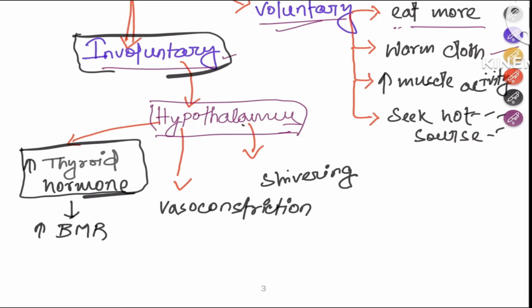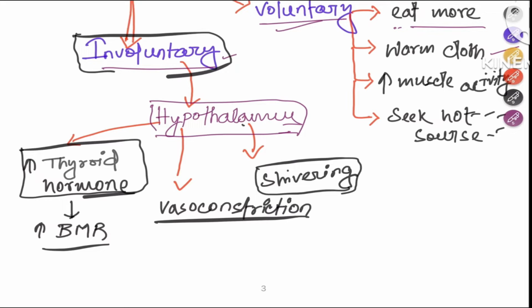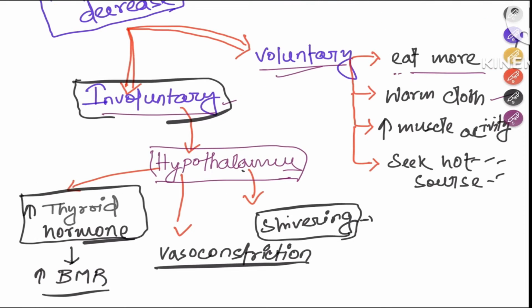The hypothalamus will first increase thyroid hormone. Why will it increase the thyroid hormone? Because thyroid hormone helps increase the BMR. As I told previously, if BMR increases, our body temperature also will increase. Second, it will do vasoconstriction. There, the hypothalamus did vasodilation; here, it will do vasoconstriction. Vasoconstriction happens, meaning the outer surface will radiate less heat. And the third one is shivering.